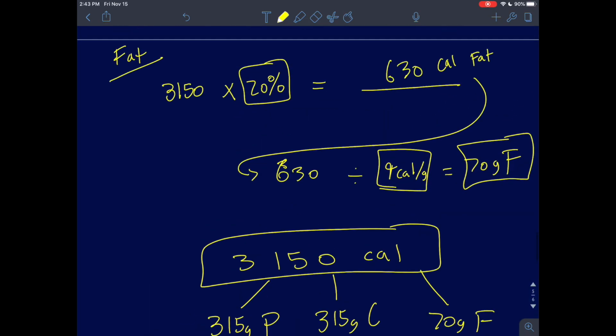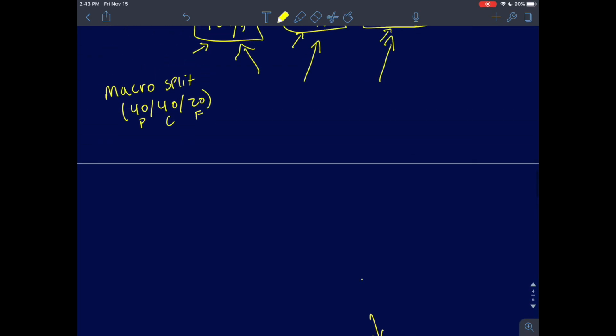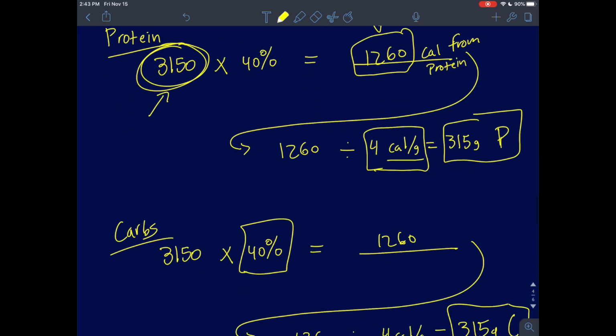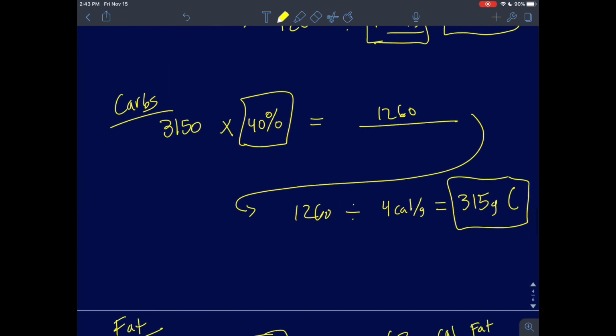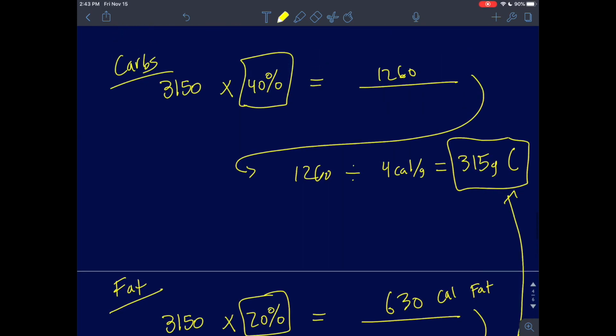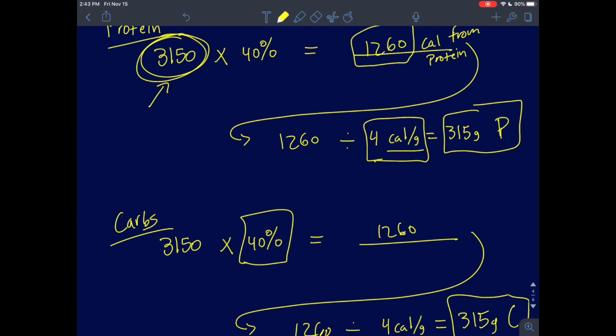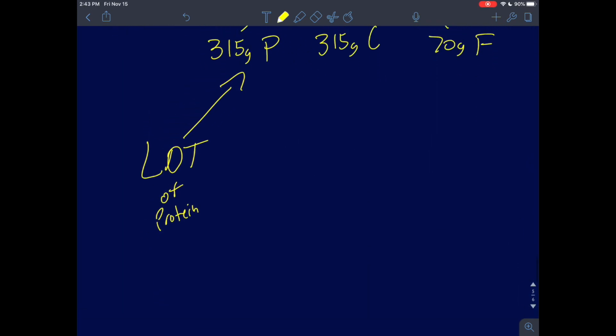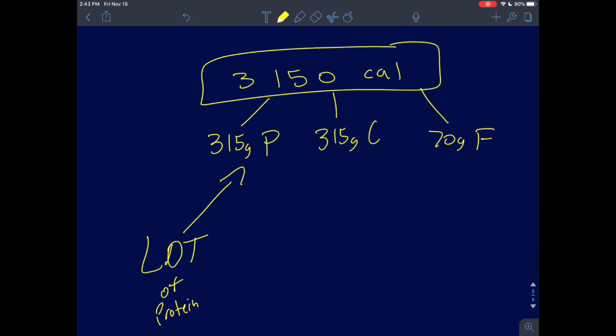Now, this is just a normal bodybuilding kind of macro split that we came up with. However, let's say you don't really like to eat a lot of carbs, but you like to eat fat. You could switch up the carbs. If you don't think you can eat 315 grams of protein, I know I certainly couldn't, you can just change the percentages. Remember, these numbers are coming from our original calories. As long as our original calories stay the same, the macros can change.